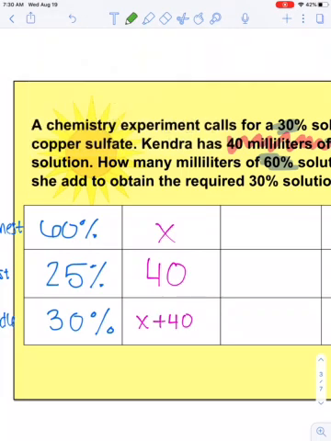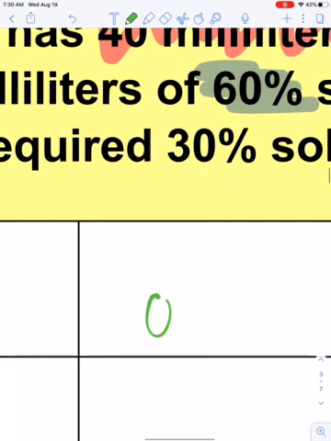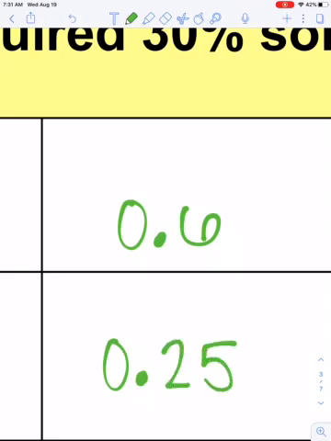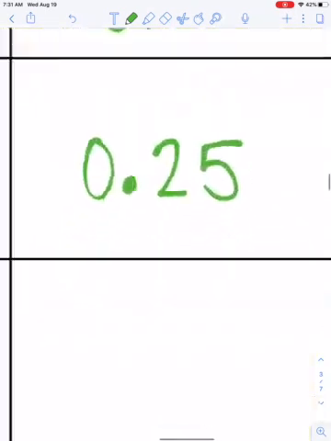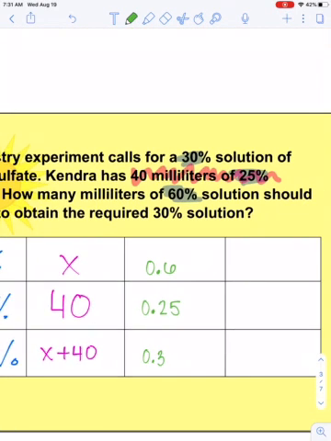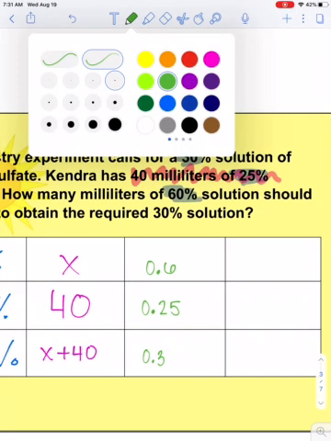Okay. The third column is super simple. You just have to take the first column and turn it into decimals. So 60% as a decimal. If you don't know, you can put 60% enter into your calculator just to check it, but it should just be 0.6. Again, I'm going to put the 0 in front so I don't lose that decimal place. 25% is 0.25, and then 30% is 0.3.